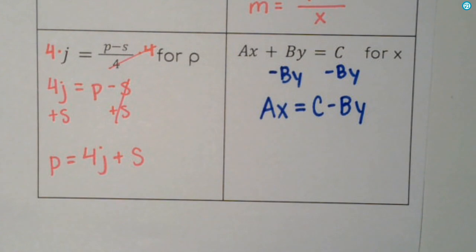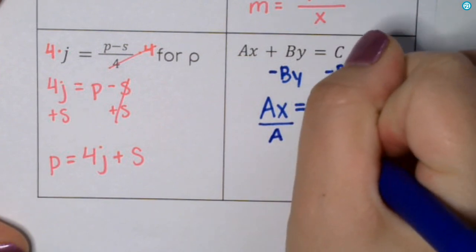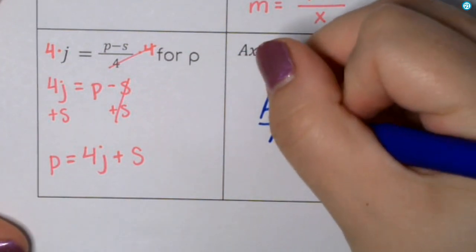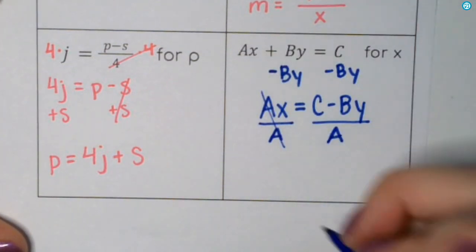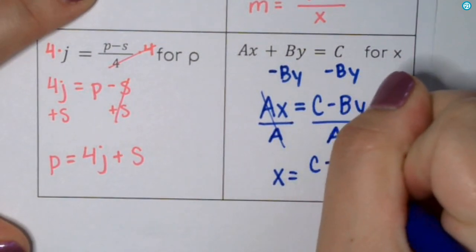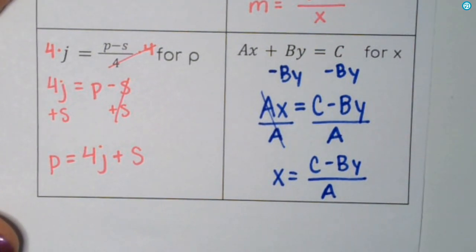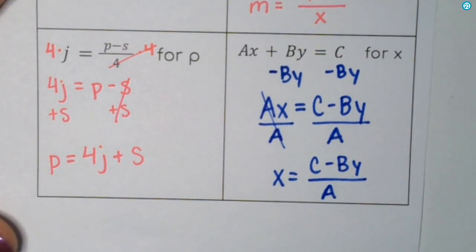And then from there, we can divide both sides by A. On the left side, they cancel out. So we've got X equals C minus BY all over A. So all we're doing, rearranging today.